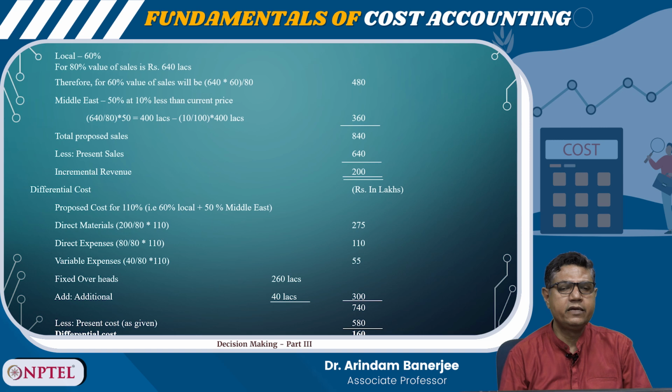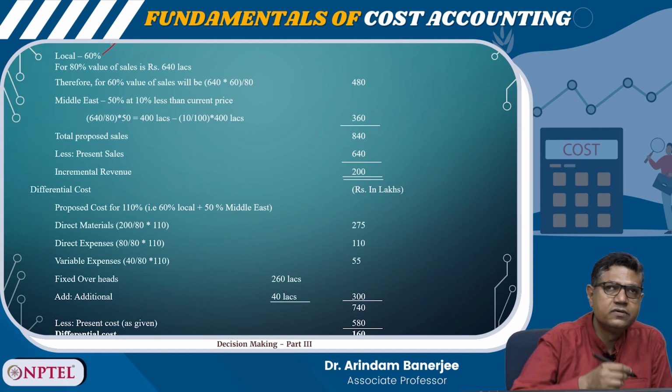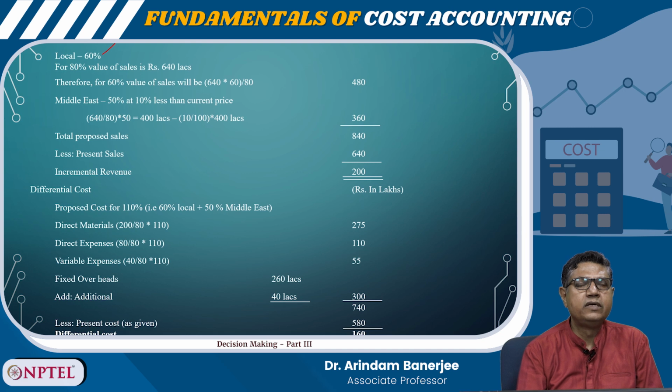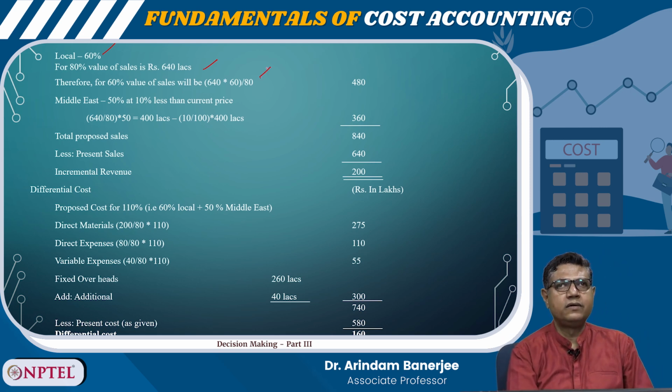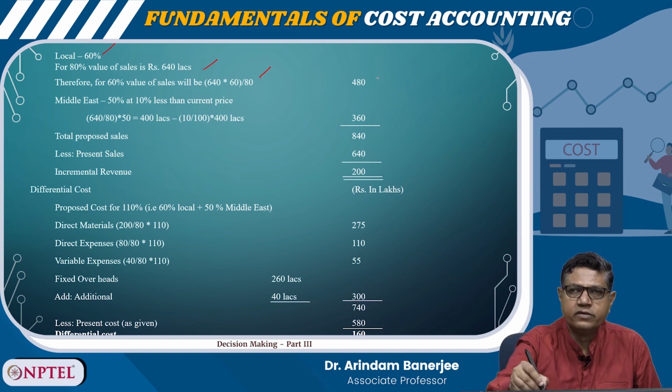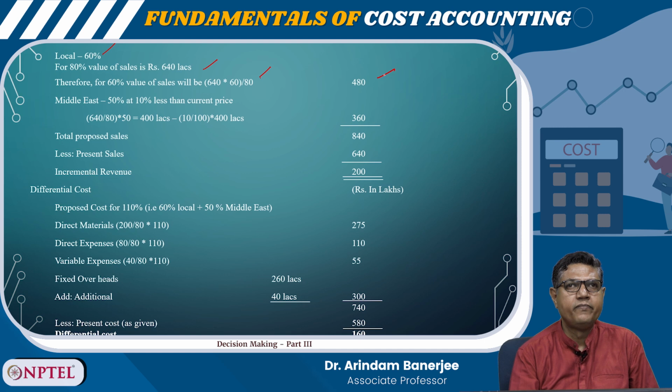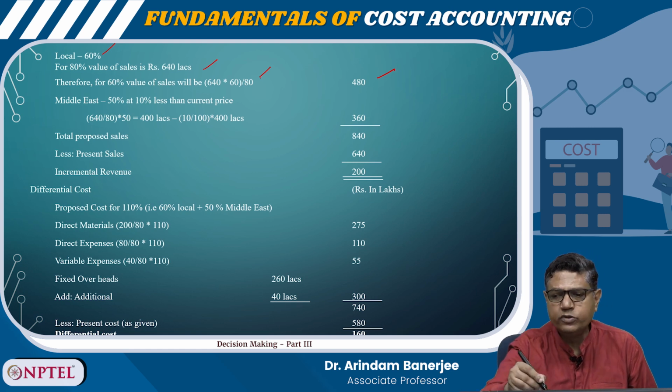Proposed sales: local is 60, for 80% the value of the sales is 640 lakhs. Therefore, for 60% the value of sales will be 640 into 60 by 80, which comes to 480. Middle East 50% at 10% less than current price: 640 by 80 into 50 is 400 lakhs, minus 10% of 400 lakhs, so it comes to 360.